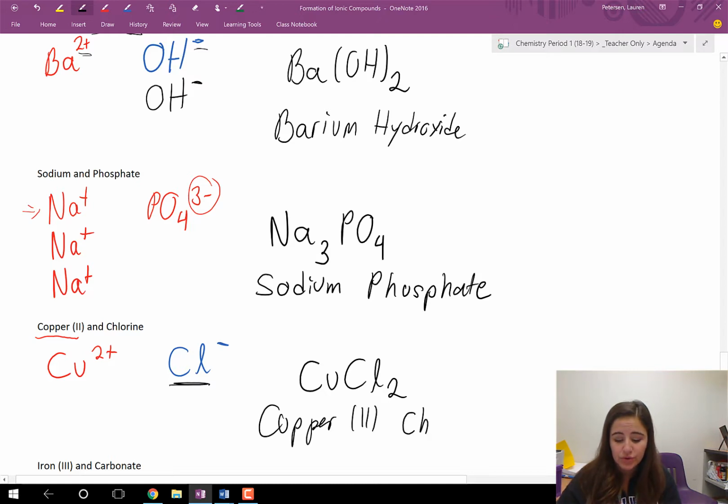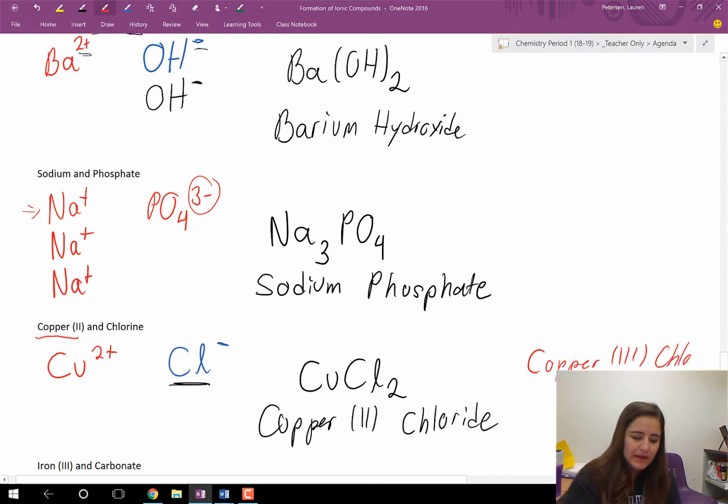And we have to call that charge out in its name. It is copper(II) chloride, as opposed to, say we had copper(III) chloride, which would be copper with a 3 positive charge, chlorine with that 3 minus. So when they get together, it actually bonds to 3 chlorines rather than 2. Okay.